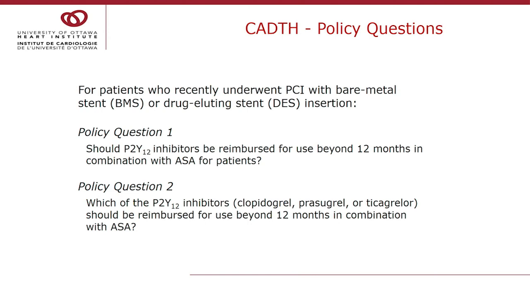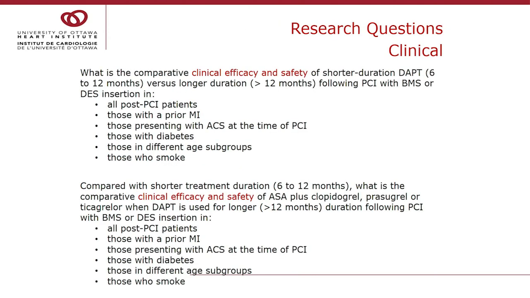Our interest, in answering this, was to answer certain research questions. I'm going to give you 4, 2 on this slide and 2 on the next slide. And don't get too confused. They're basically repetitions of each other. So even though it looks like there's 2 slides full of letters, don't worry about it. So what are we going to do here? What is the comparative clinical efficacy and safety of using a shorter duration DAP, somewhere between 6 to 12 months after PCI, versus a longer duration, something like greater than 12 months, could be 18, 24, whatever, following PCI with either a bare metal or a drug-eluting stent?